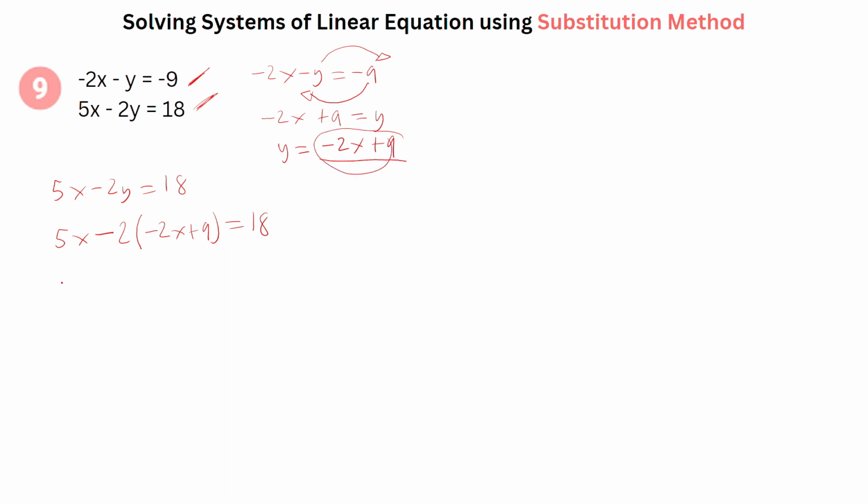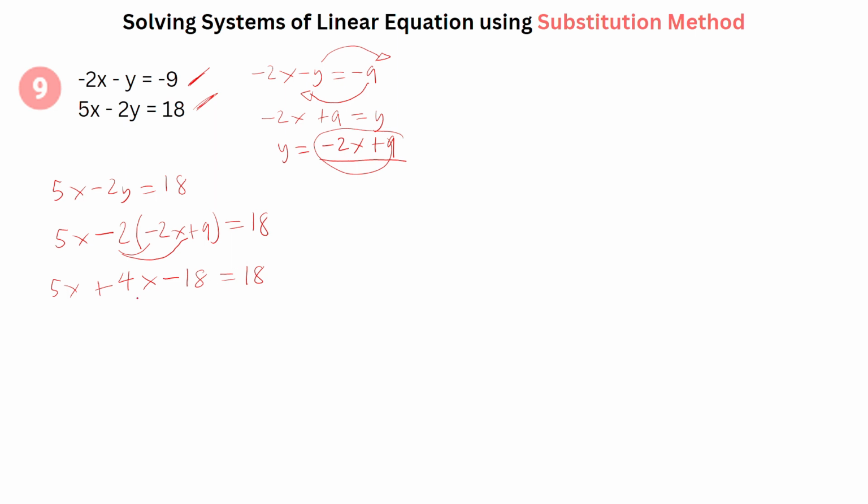Okay, next. So 5x. Now, what we do is we have to distribute. So negative 2 times negative 2x, obviously negative times negative, that's going to be positive. And 2 times 2, that's 4. And then 4x. Don't forget the variable x. So negative 2 times negative 2x, that's positive 4x. And then negative 2 times 9, that's going to be negative, right? Because there's only one negative sign. So negative 18. And then is equal to 18.